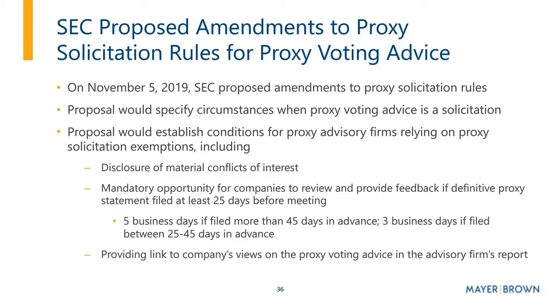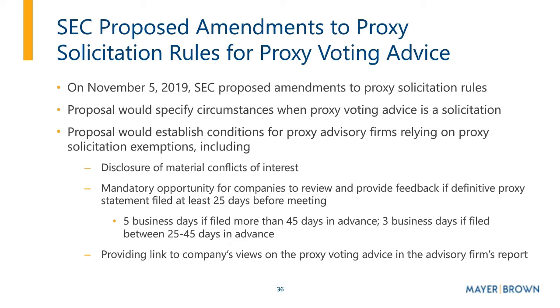The proxy advisory firms would not be required to make any changes, but keep in mind that they are subject to a no material misstatement or omission standard, so it would be risky if they simply ignore all feedback. And then after that review and feedback period, companies would have to get the final voting advice report 2 business days before it's issued to investors. And if the company requests, the proxy advisory firm would have to include a link in its report to the company's written statement of the company's views on the voting recommendation.